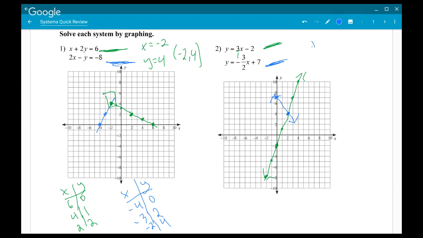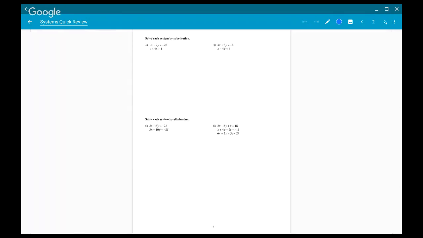That is at x equals 2, y equals 4, or it's at the ordered pair (2, 4). So honestly, solving systems of equations by graphing is really just a matter of putting two graphs on the exact same graph and seeing where they cross. So if you know graphing, you can solve a system with graphing pretty easily.